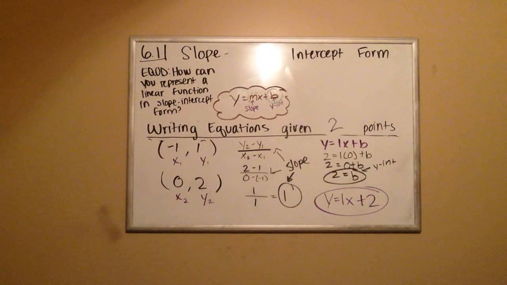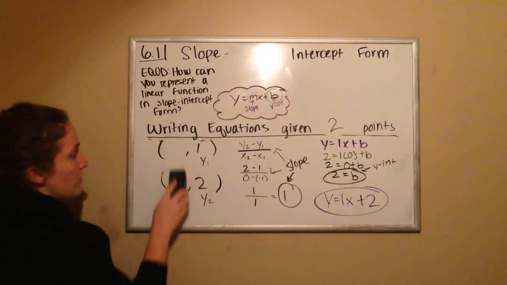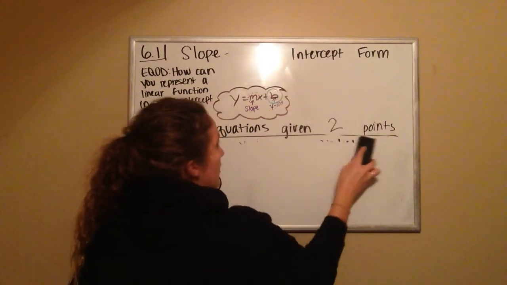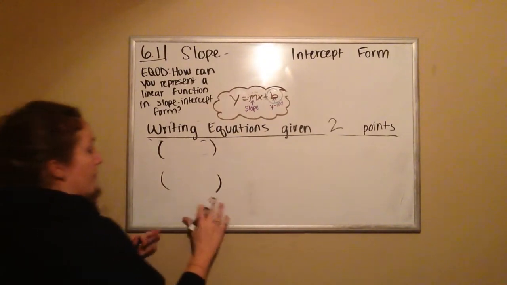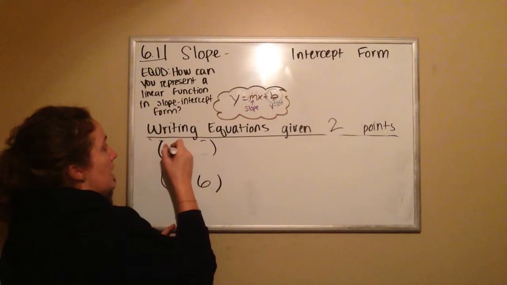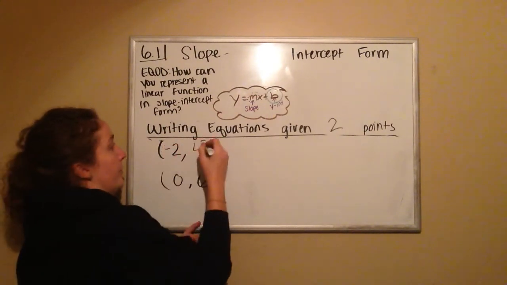Awesome. Okay, I do not want to do another example of this, so make sure you have good notes on this so you can do the next example that I give you on your own. I'm going to go ahead and erase this, so if you need it, just pause the video. Alright, the 2 points I'm going to give you, (0, 6) and (-2, 4).